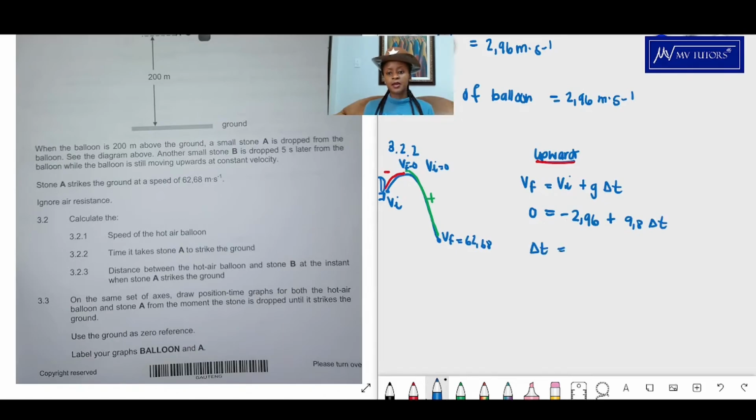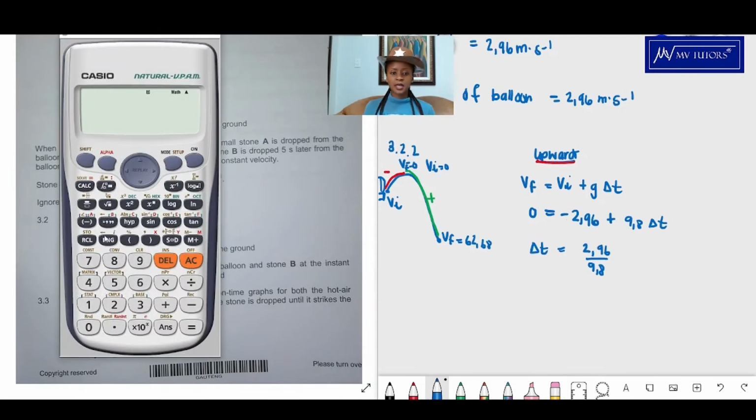So time would be 2.96 divided by 9.8. Now if we use our calculator, remember we stored our answer there. Let's just check again if it is what it is. Yes, it is. So I have my answer divided by 9.8, and I have 0.30 seconds. That was just the upwards motion. We need to then look at the downwards.